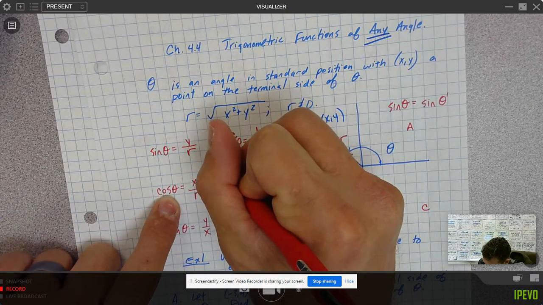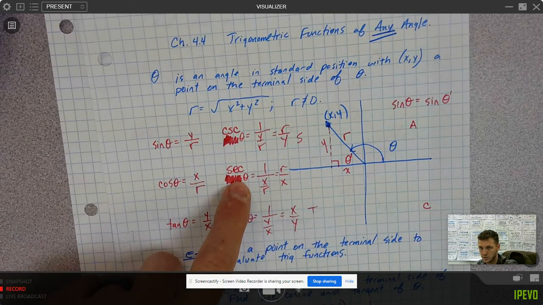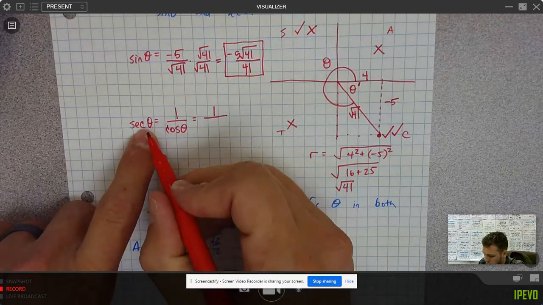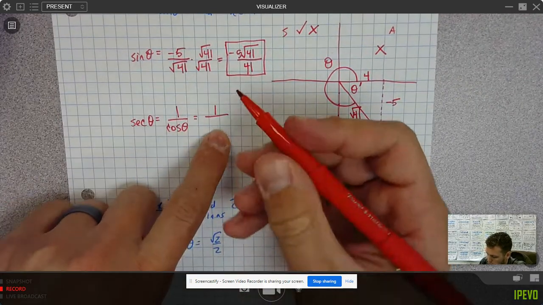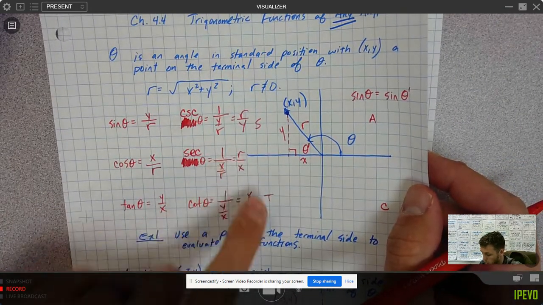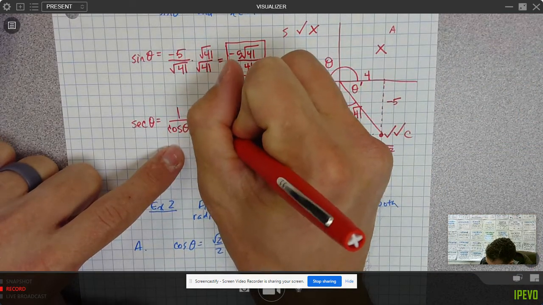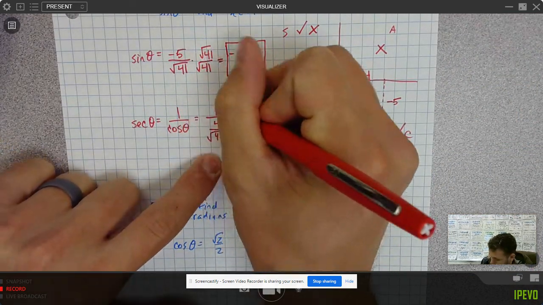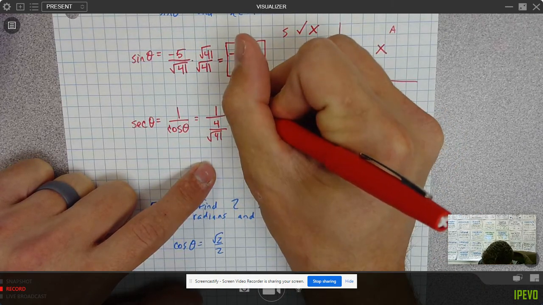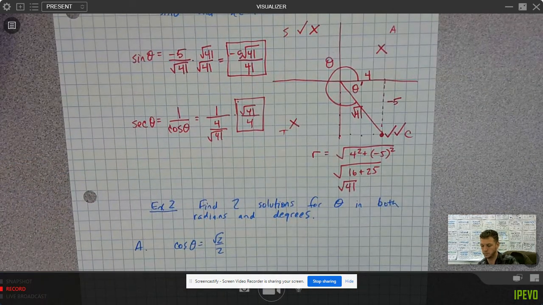All right. So secant of theta is 1 over cosine. And cosine, all right, so secant should be r over x. Okay, because cosine is 4 over the square root of 41. We multiply by the reciprocal, and I get square root of 41 over 4. All right, so that's how we can use a given point in order to evaluate the other trig functions.